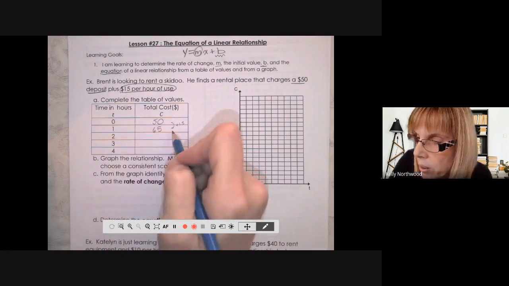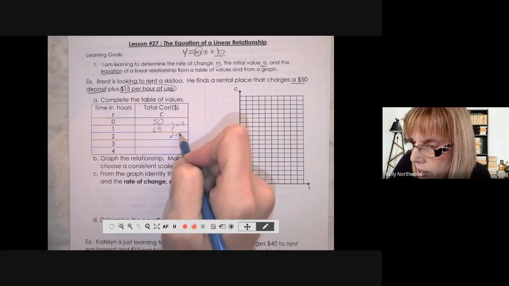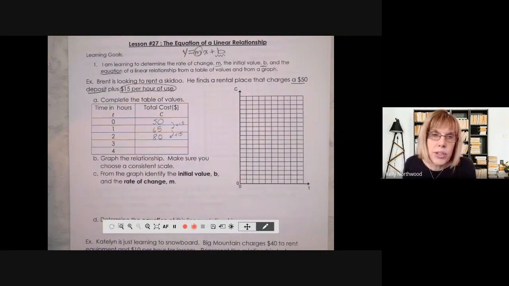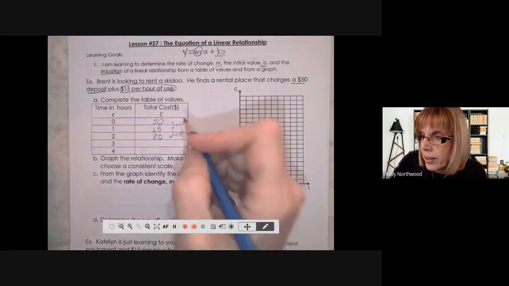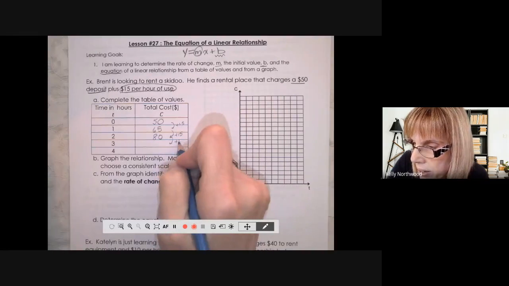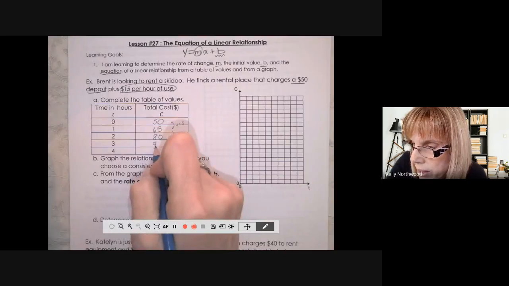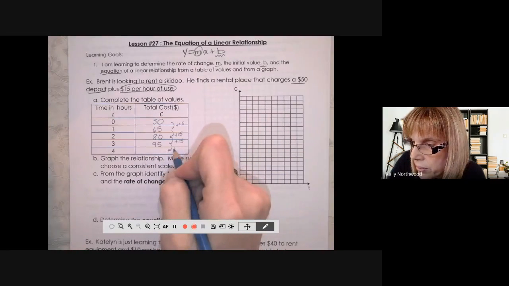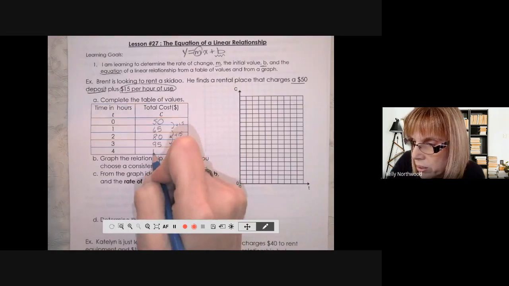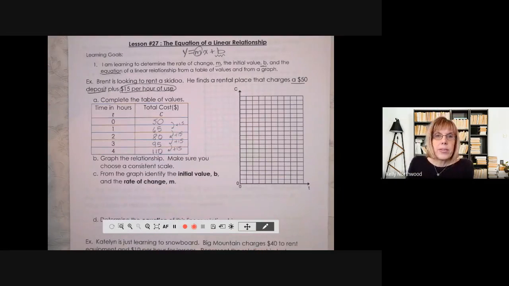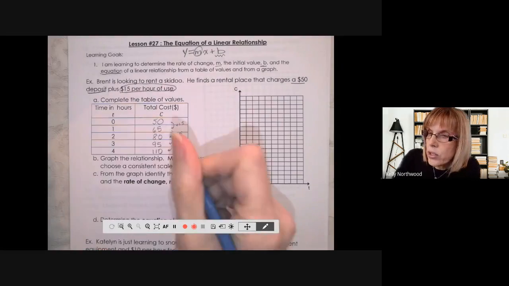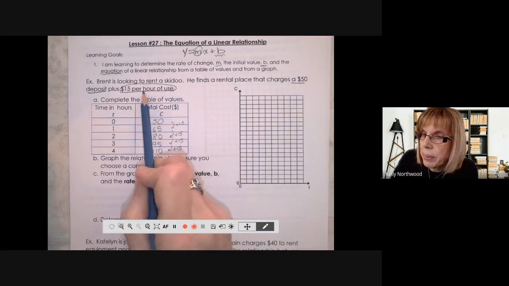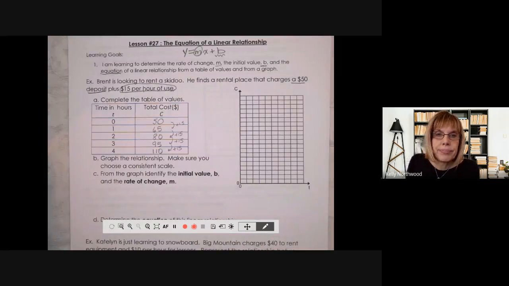If he uses it for 2 hours, he has to pay another $15, which would give him, it would cost $80 for 2 hours. And then for another hour, he'd have to add on another $15, which would be $95. And then for another hour, another $15, which would be $110. So there's our table of values, and we did it just using the common sense that we had to pay a $50 deposit and then plus $15 for each hour.